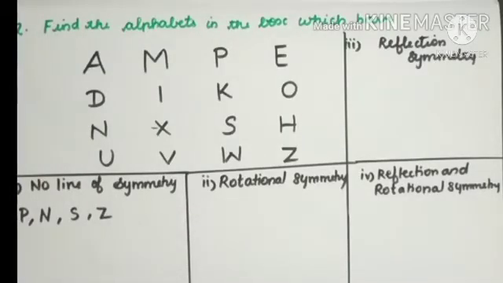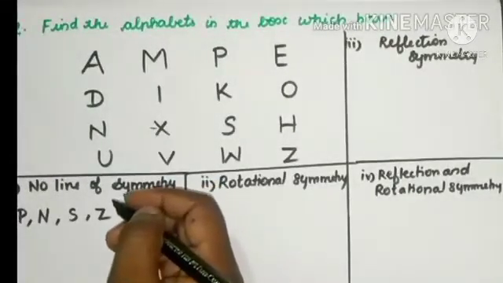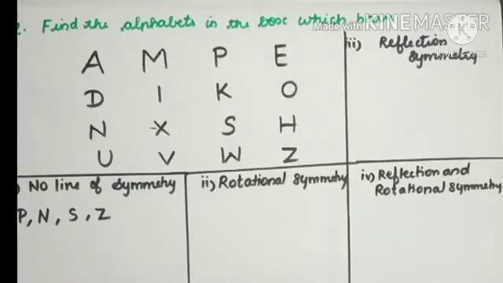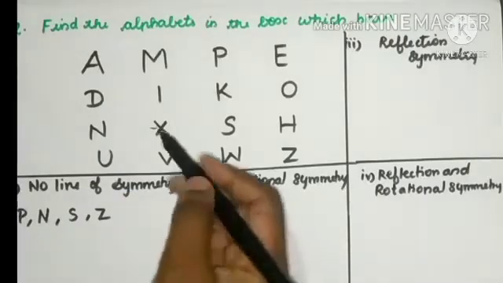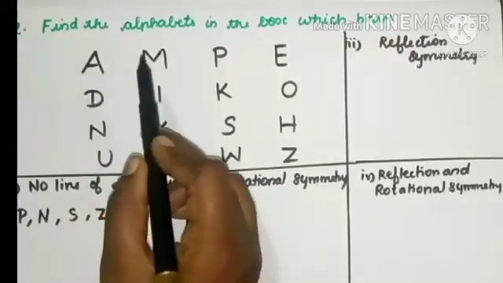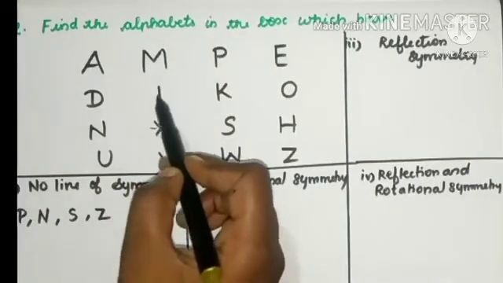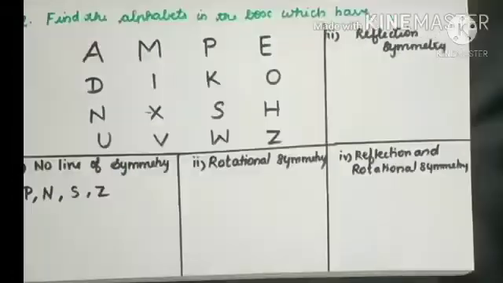Now, let's find the rotational symmetry for these letters. What is meant by rotational symmetry? An object is said to have rotational symmetry if it looks the same after being rotated about its center through an angle less than 360 degrees. If the letter does not give the original image, that letter is not considered to have rotational symmetry.